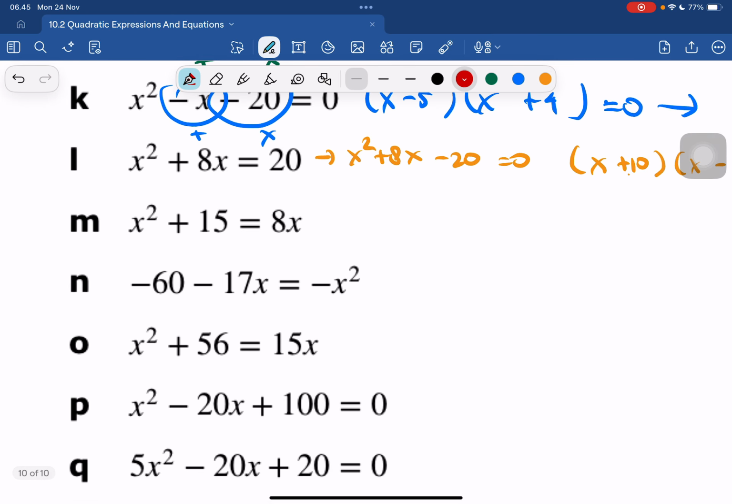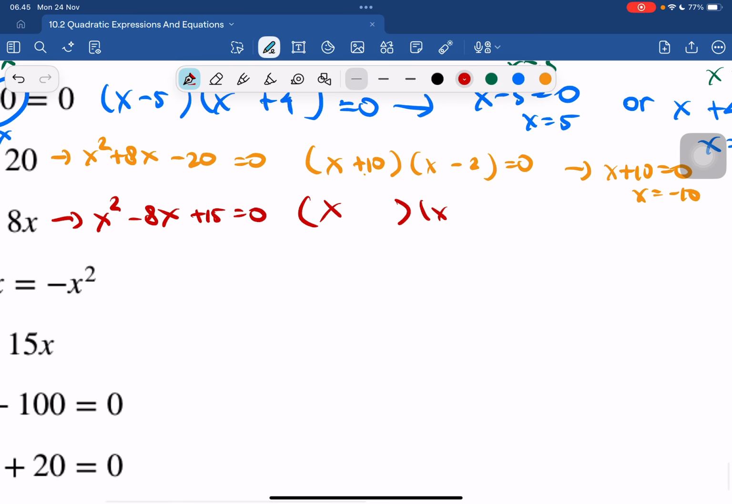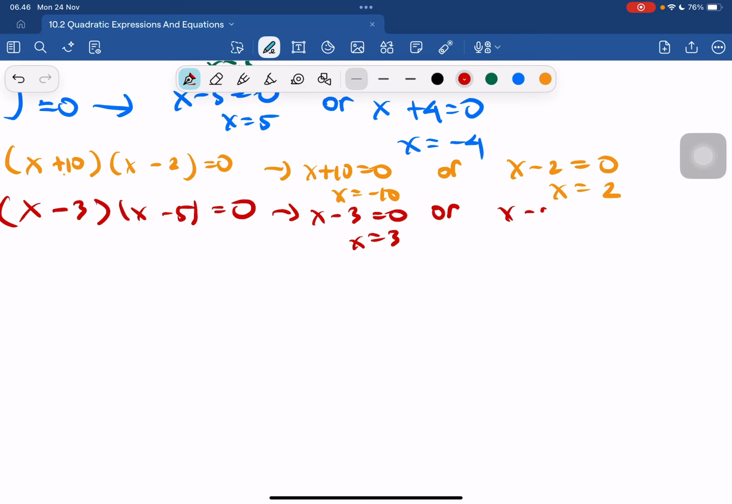Next, remember we always make it equal to 0. So x squared minus 8x plus 15 equal to 0. So x here and x again. The addition is going to be 8, but when we multiply it equals 15. So minus 3 and minus 5. So first x minus 3 equal to 0, so x equal to 3. Or x minus 5 equal to 0, so x equal to 5.